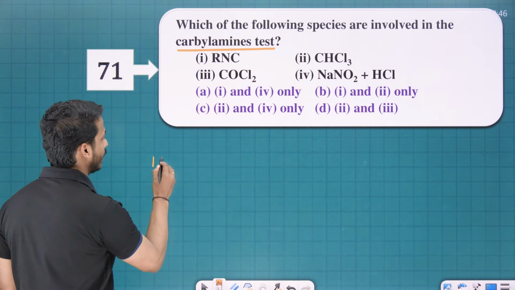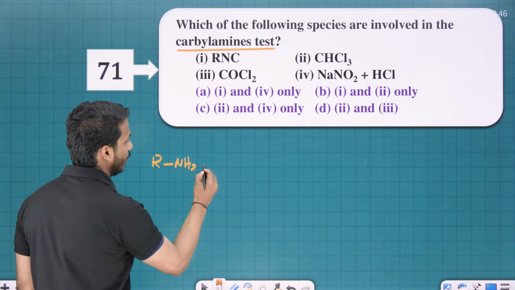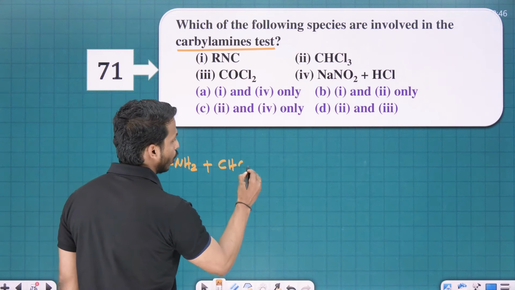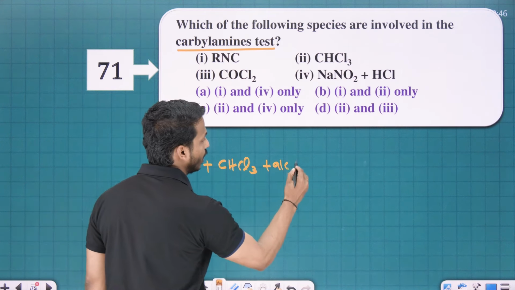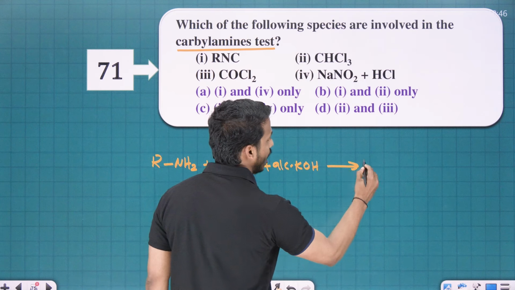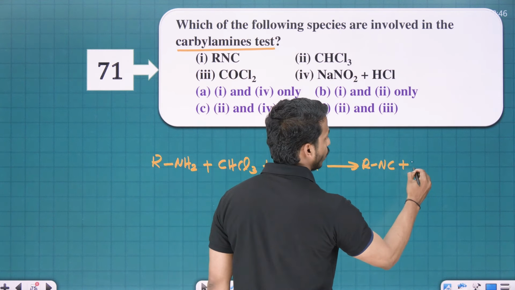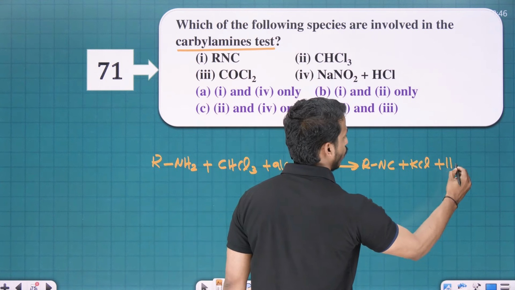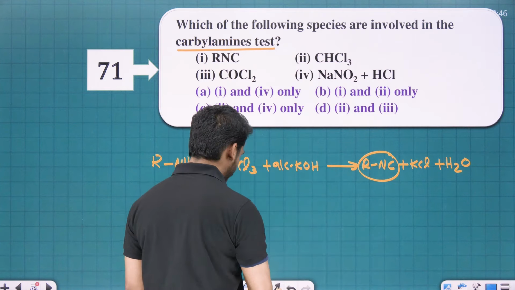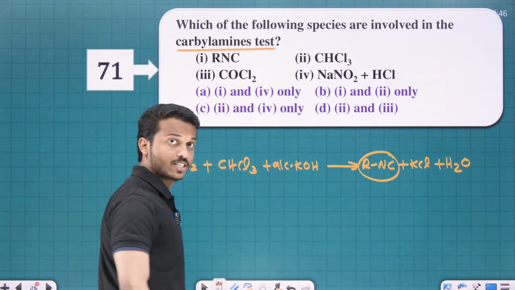What is carbylamine test? Take a primary amine reacting with chloroform and alcoholic KOH. What do we get? Isocyanide along with the KCl and H2O. This is called the foul smell isocyanide test or carbylamine test, right?